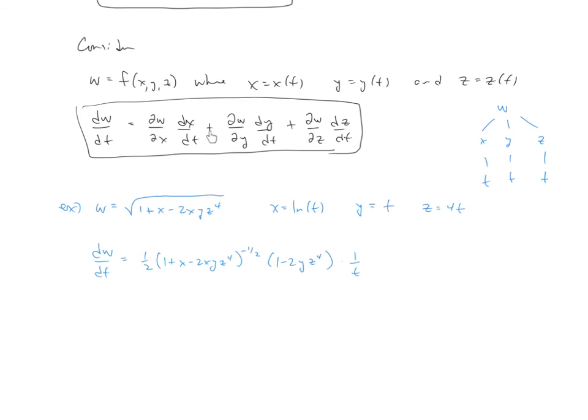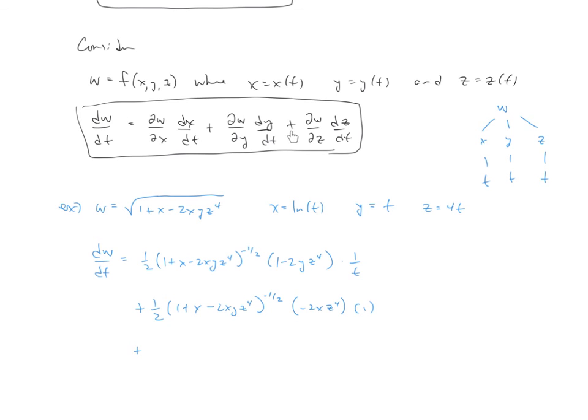Now, we've got a plus, and for screen purposes, I'm going to put it underneath here. So that's going to be a plus. Now we'll need the partial of w with respect to y. So similar chain rule: 1/2, keep the inside the same, subtract 1, and then the derivative of the inside with respect to y, and that's going to give us a negative 2xz to the fourth, and then times the derivative of y with respect to t, which would just be a 1.